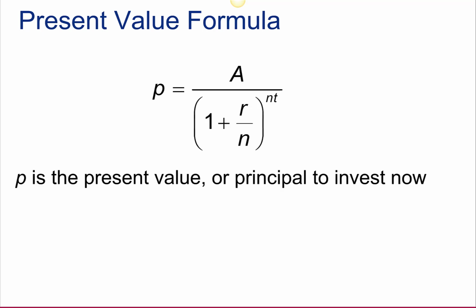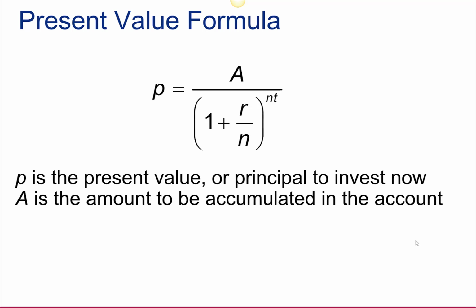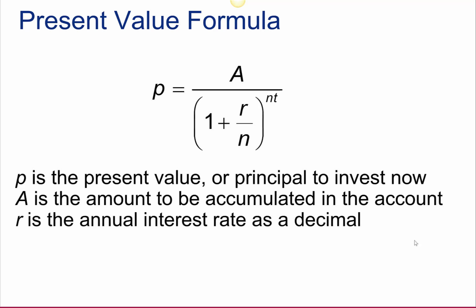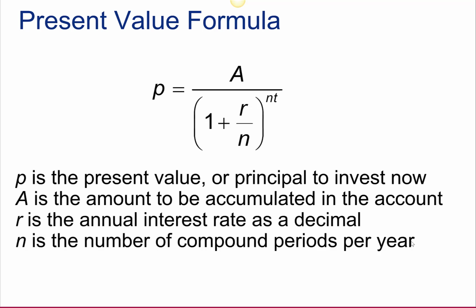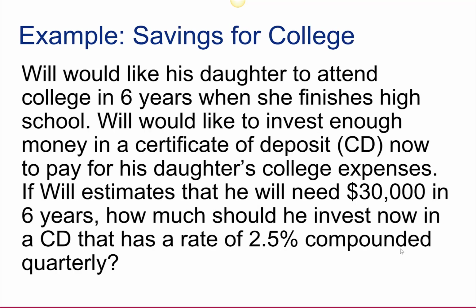The present value formula is where we want to calculate how much we have to put in currently in order to accumulate a certain amount of money. So P is the principal to invest now. A is the amount we want to accumulate. R is the interest rate as a decimal. N is the number of compounding periods per year. And T is the number of years.